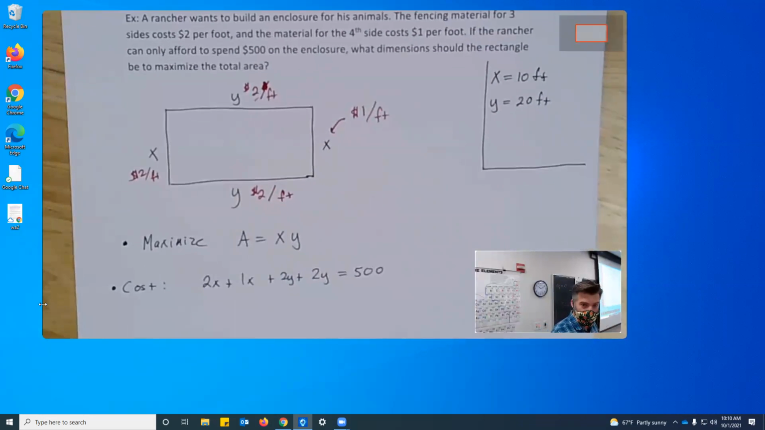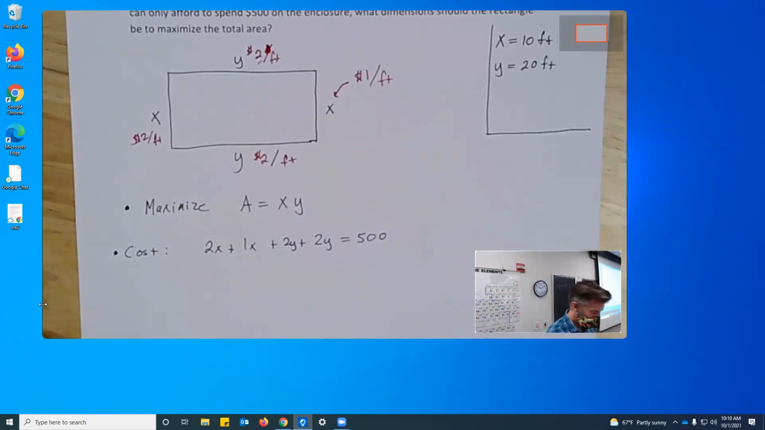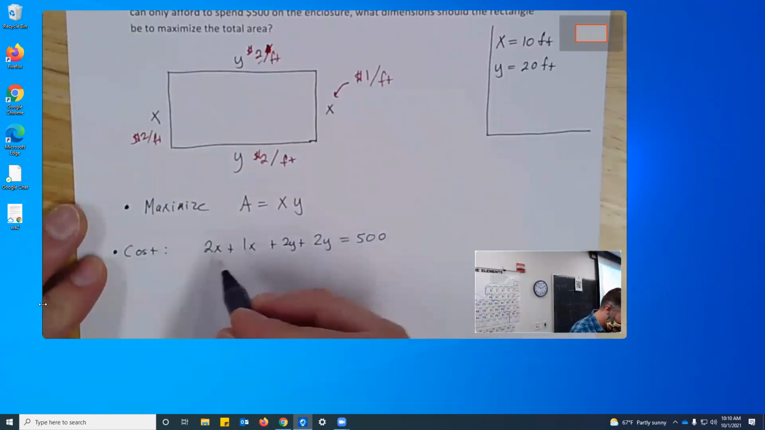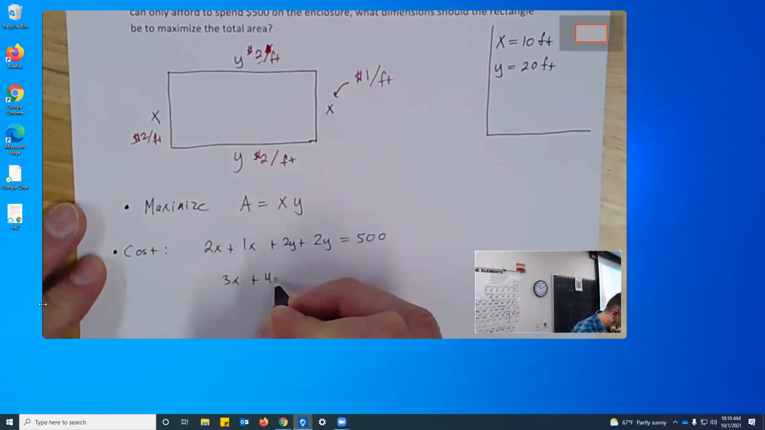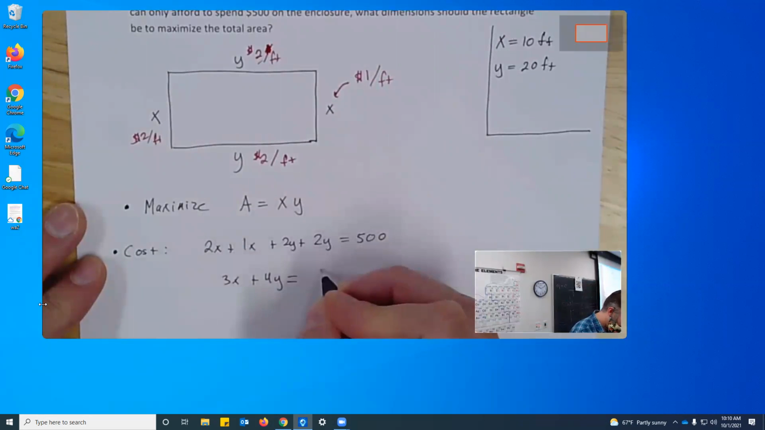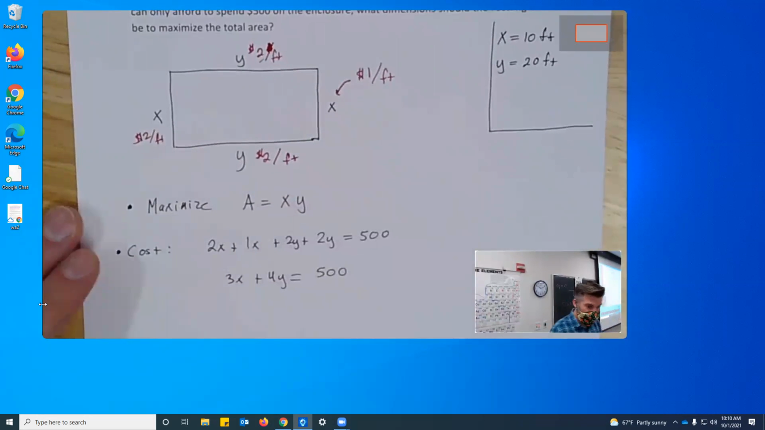All right, so we're going to take our constraint and simplify things first. 2x plus 1x is 3x, 2y plus 2y is 4y, and that's going to equal 500. And now we're going to try and solve for y. And it's interesting. I'm just trying to see one thing. Oh, no, I know what's going on. Okay.